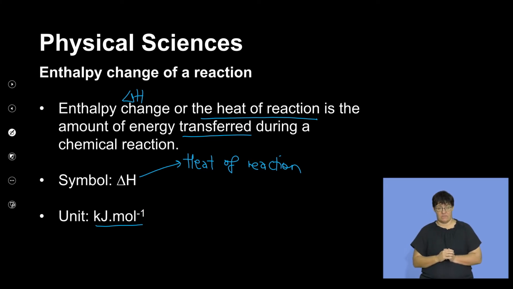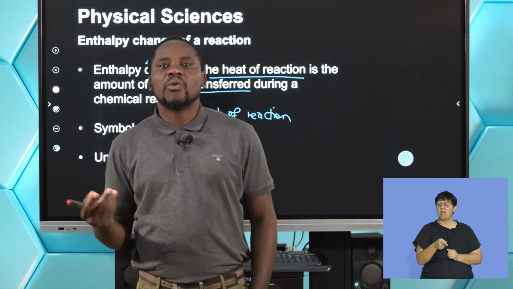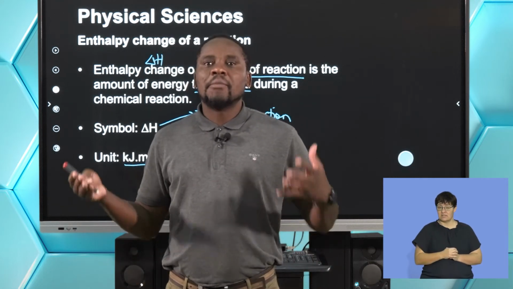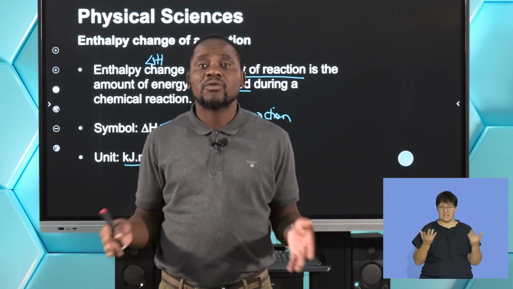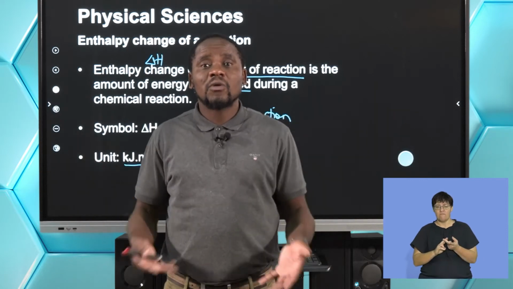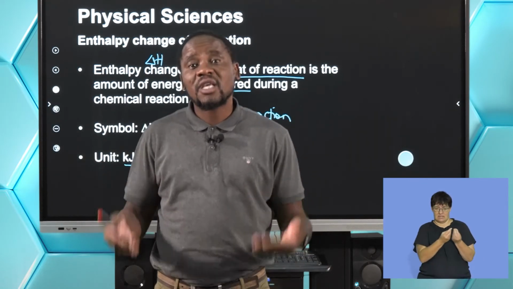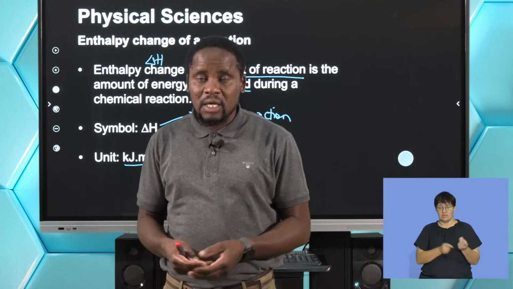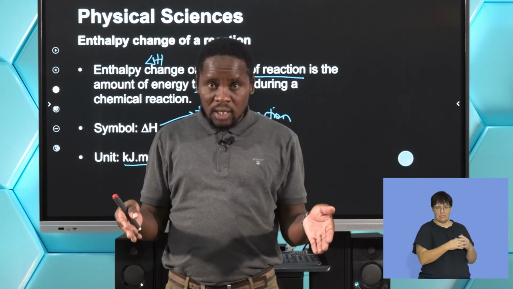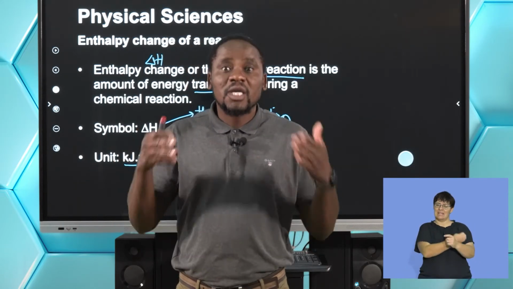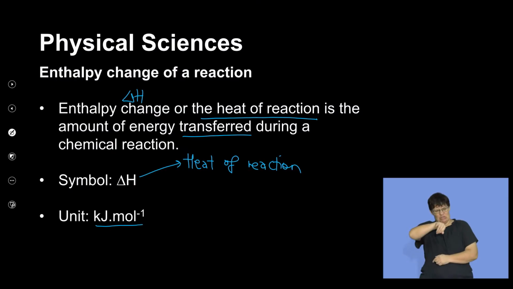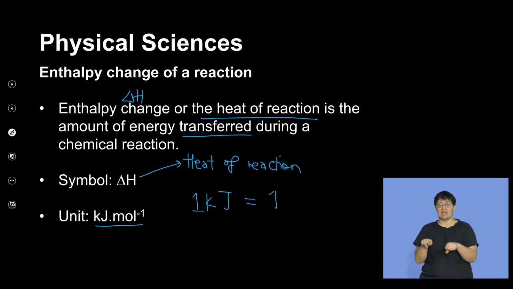And when we talk about a mole of a substance, remember we are talking about the amount of matter, the SI unit of quantity of matter. Why? Because a mole of any substance contains the same number of particles. Now we know that energy is measured in joules, but what do we mean when we talk about a kilojoule? 1 kilojoule of energy is equal to 1,000 joules of energy.